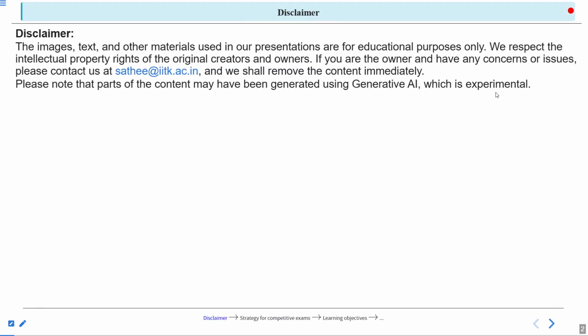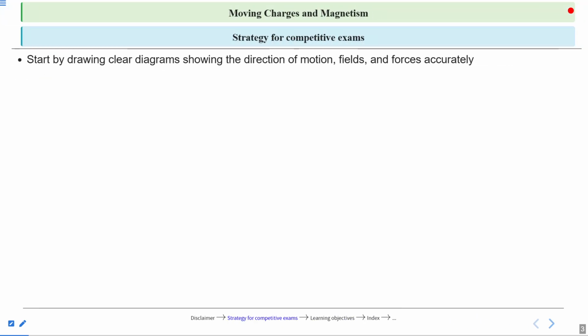This is a disclaimer. So the strategy for competitive exams for this chapter: you have to start by drawing clear diagrams showing the direction of motion, fields and forces accurately. In this chapter there is a major challenge to determine the directions of the forces, because we are going to discuss all the dimensions in three dimensions: forces, magnetic fields and motion of a charged particle in three dimensions. So the direction of force has to be found accurately.